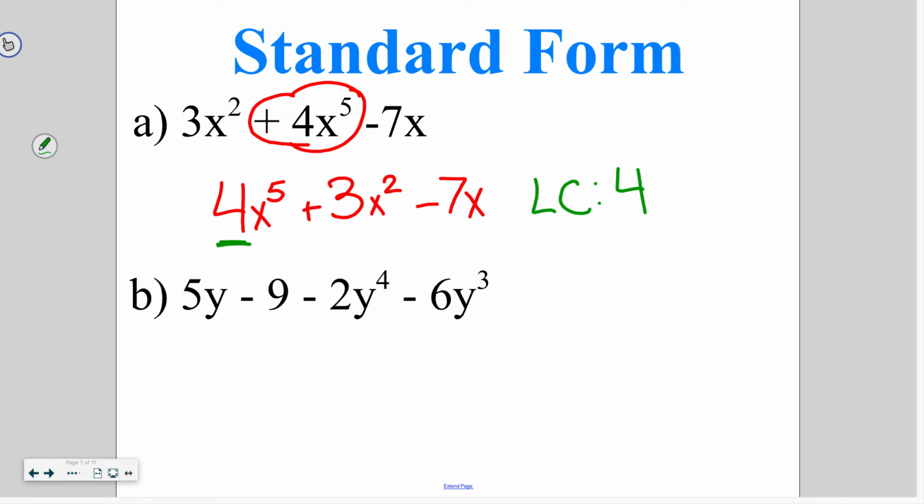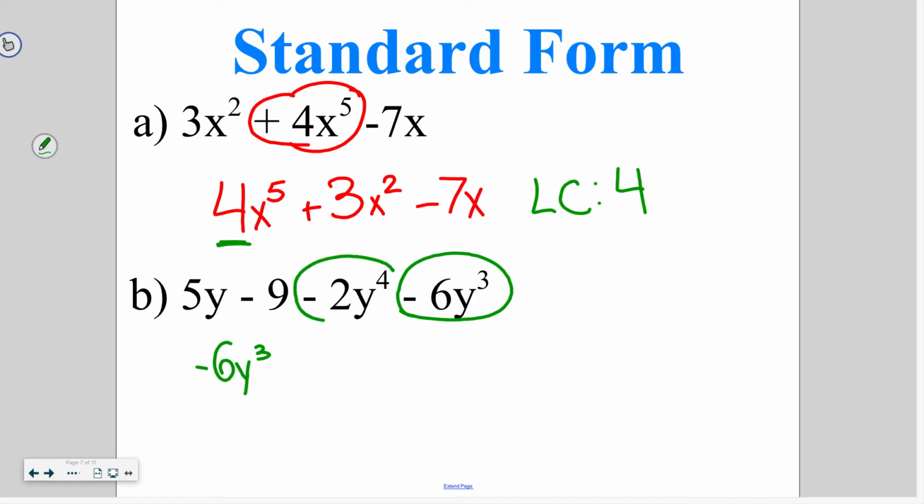Similarly, with the next problem, we're going to start by looking for our highest exponent. So that's the 3. So we're going to take negative 6y to the third to the front. That negative sign is associated with the 6, so we can't just bring it to the front and say it's 6y. That negative sign has to stay with it.